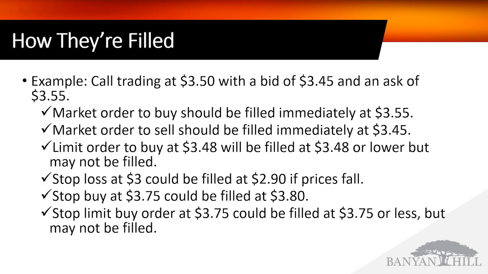We have a call trading at 3.50, bid 3.45, ask 3.55. With a market order to buy, you're probably going to pay 3.55. With a market order to sell, you're probably going to receive 3.45. Remember, there's no free lunch. If you were to instantly buy and sell, you're probably going to lose a few cents. You could place a limit order to buy just a few cents under the market price. That can improve your profitability or decrease losses on the trade by a few cents.